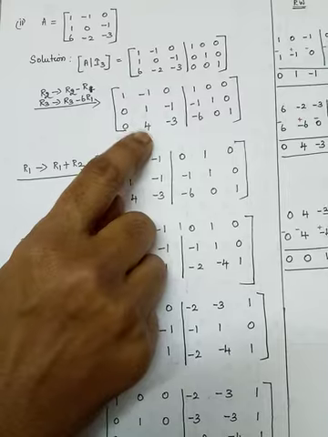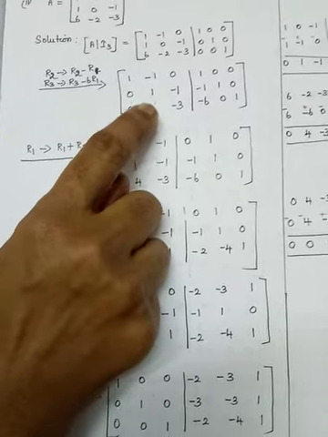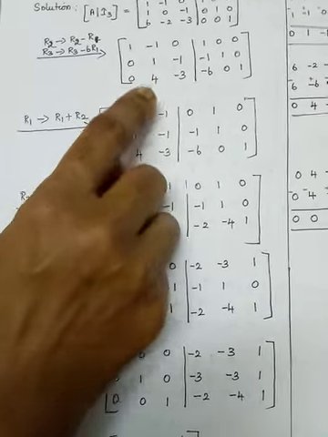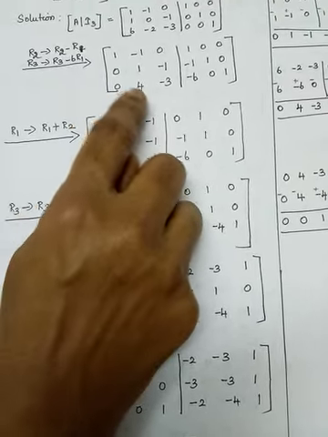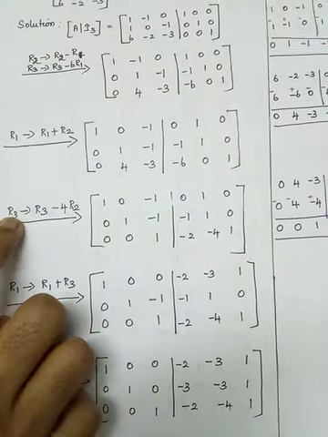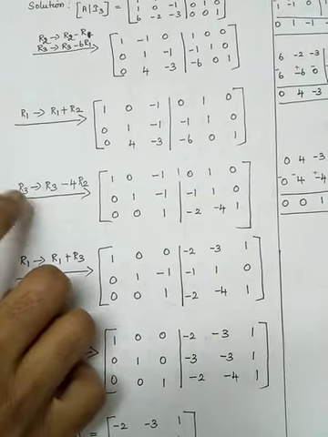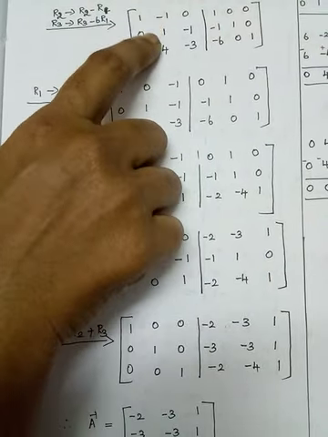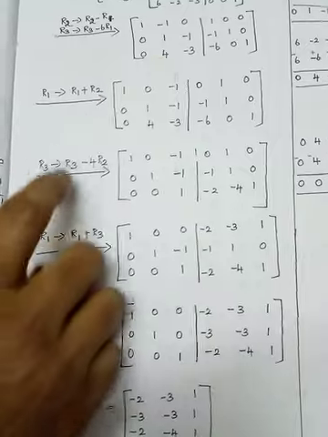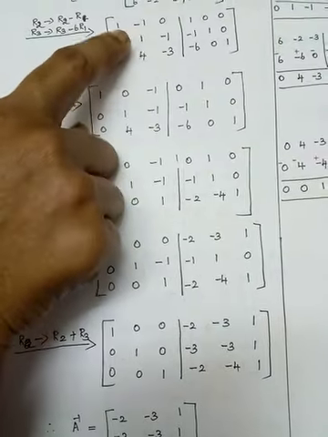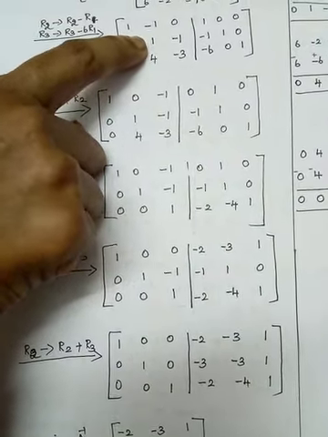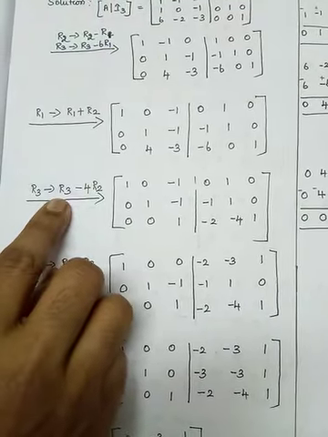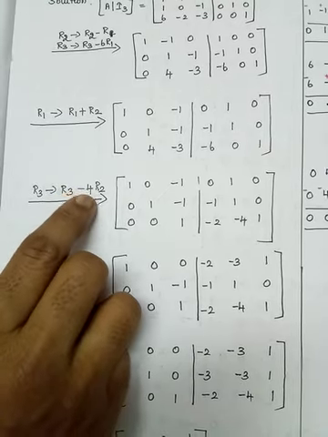Now what you have to do? This 4 you have to make 0. Then only you will reach the identity matrix. So where is the 4? It is in R3, so R3 has to be transformed. This elementary transformation has to be done with R2, not R1, because it is fixed. So in R3 here you are having 4, and in the place of R2 you are having 1. The 1 has to be multiplied by 4, then you have to subtract. So it is R3 implies R3 minus 4R2.